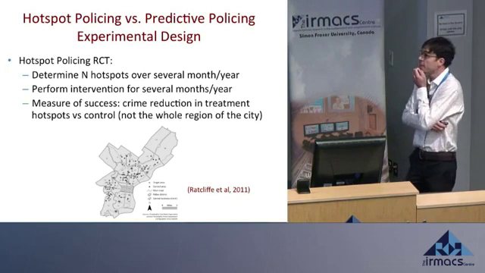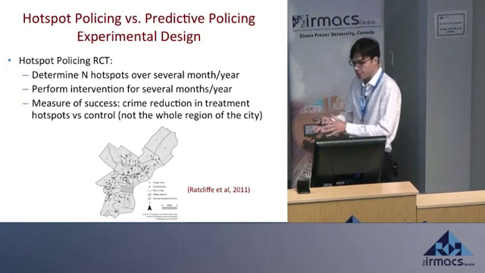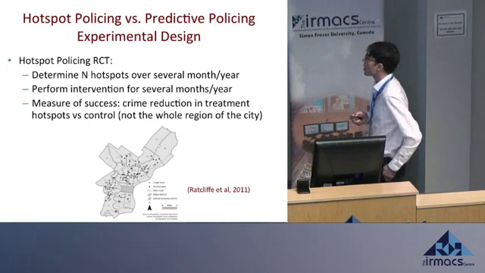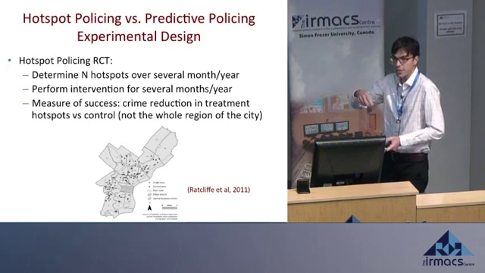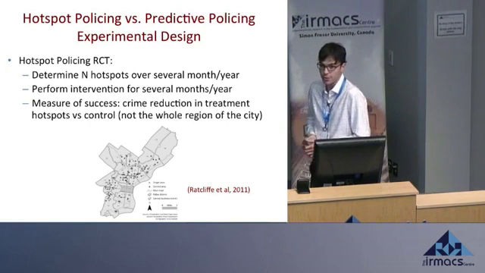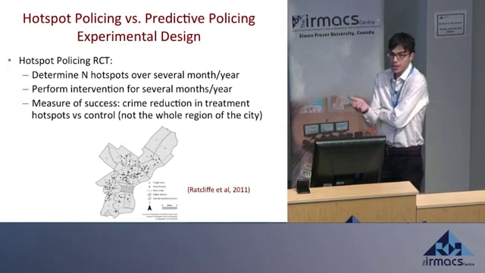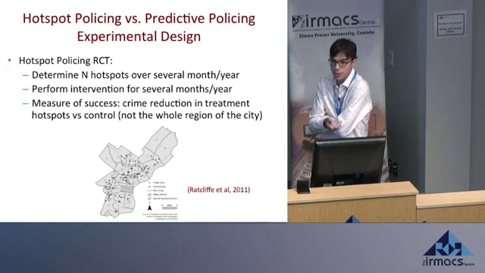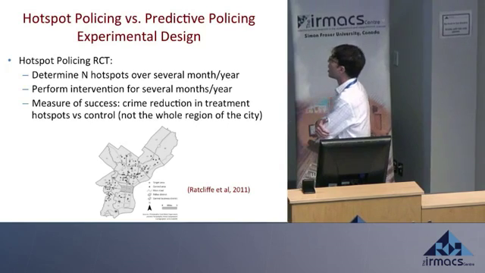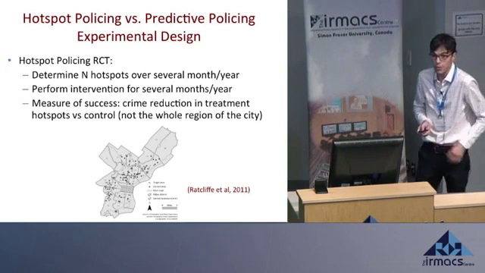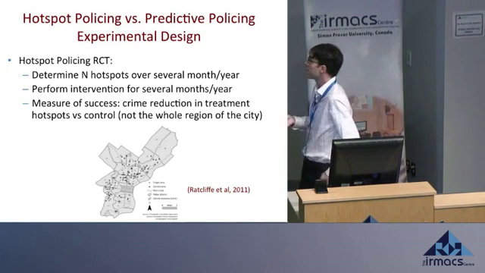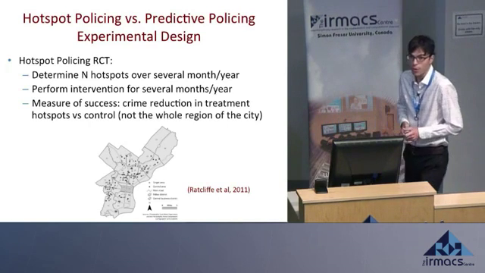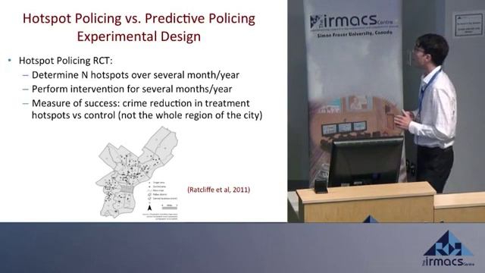So the idea here is that because crime is concentrated in very small regions of space, let's focus our policing resources on those hotspots. The way these trials typically work is you chop up the city into little regions, look at crime counts in those regions, and take the top N hotspots from those counts over maybe a several-year period. Then you randomly assign half to treatment and half to control, just like you would in a medical trial. You perform an intervention for several months in the treatment hotspots, and your measure of success is a crime rate reduction in the treatment hotspots versus the control ones. So you're controlling the experiment.